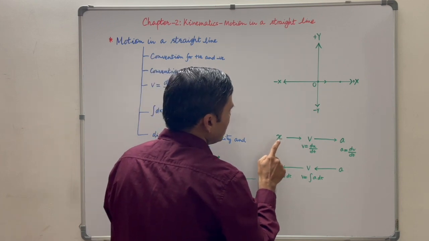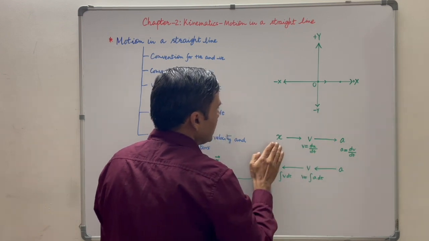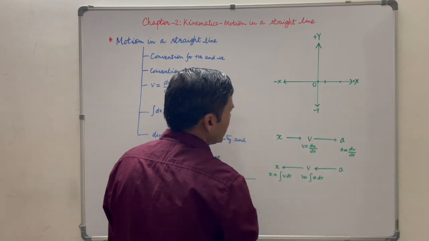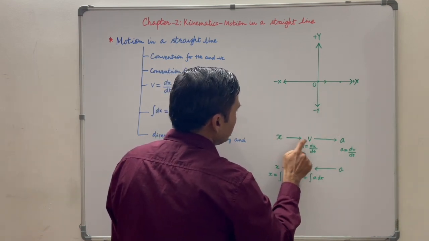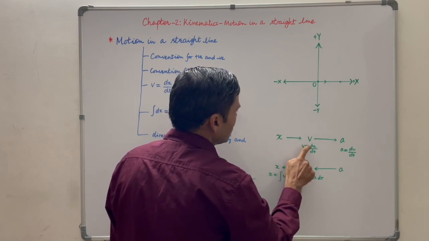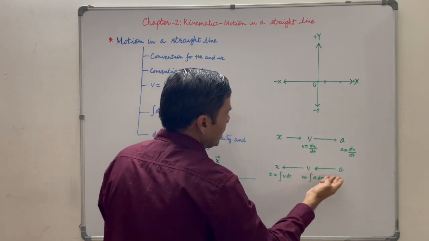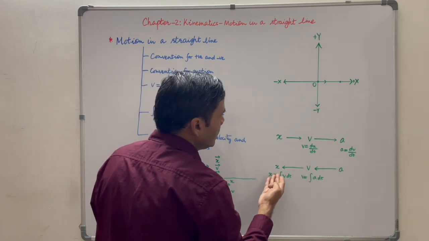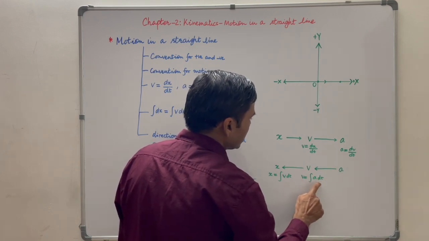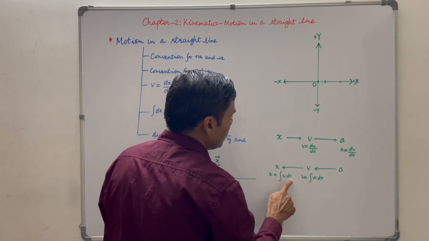Suppose we want a relation between x, v and a, that is position, velocity and acceleration. If we have to calculate the next quantity when the previous is given, then we have to differentiate. Suppose we want to get v when x is given, then we need to differentiate x with respect to time. Means v is equal to dx upon dt and a is equal to dv upon dt. If we have to move in opposite direction, then we need to integrate. Means to calculate v when a is given, v is equal to integration of a dt. To calculate x when v is given, x is equal to integration of v dt.